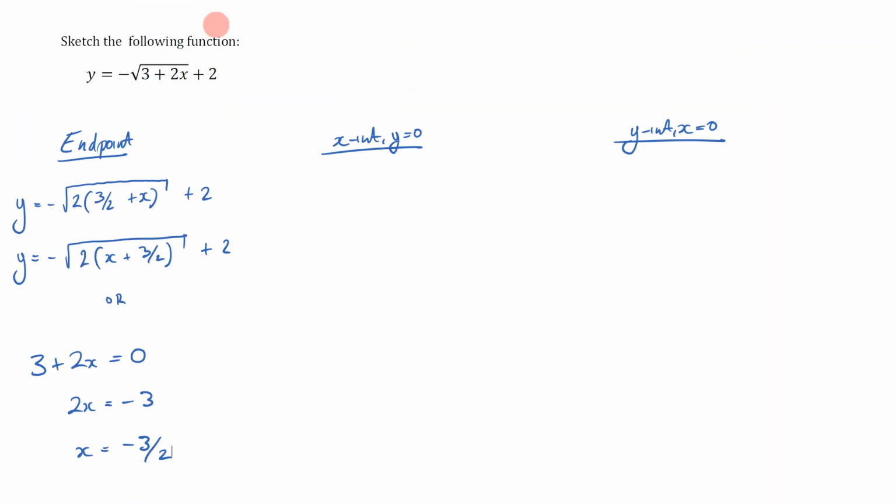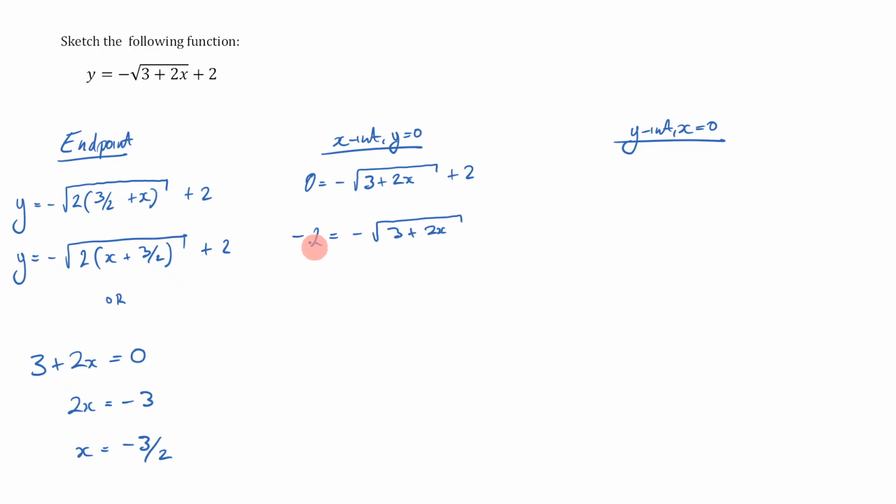All right, we continue on now. I'm now going to figure out what my x-intercept is going to be, which occurs when y is equal to 0. So I'm going to write it out like that: 0 equals negative the square root of 3 plus 2x, plus 2. I first need to get rid of this 2 here, so I'm going to minus 2 from both sides. Then I have to get rid of the negative, so I'm going to divide both sides by negative 1 to get rid of the negative.